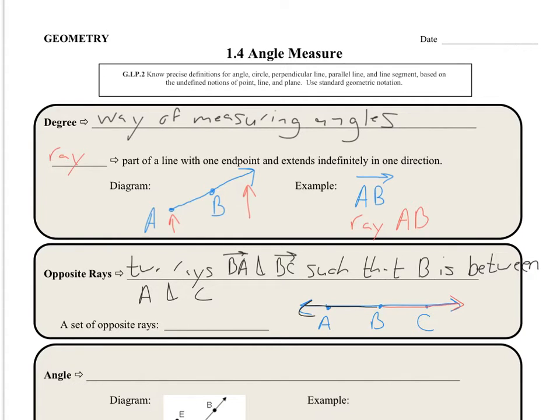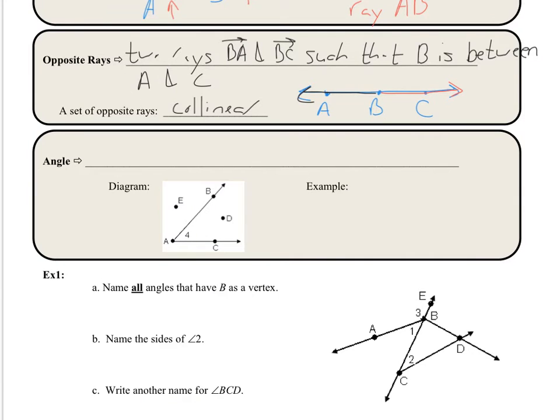Now, a set of opposite rays are actually collinear, which, remember, the definition of collinear is that they are all points on the same line. Now we'll get into the definition of an angle, which an angle can be defined as the intersection of two non-collinear rays at a common endpoint. Again, that is the intersection of two non-collinear rays at a common endpoint.